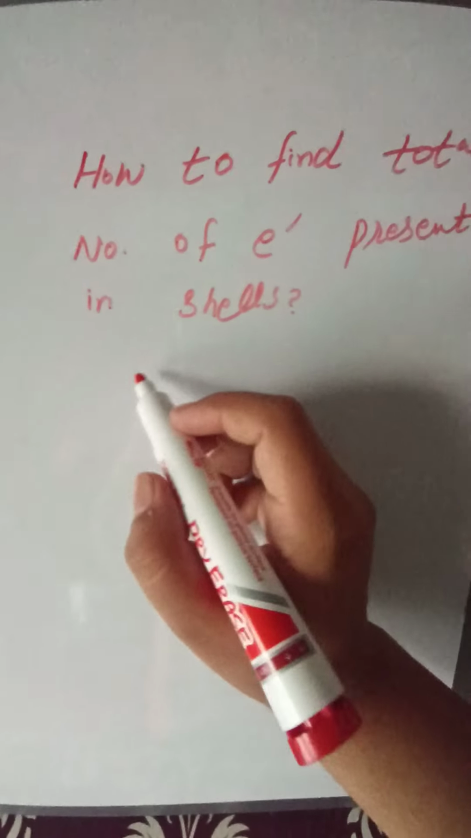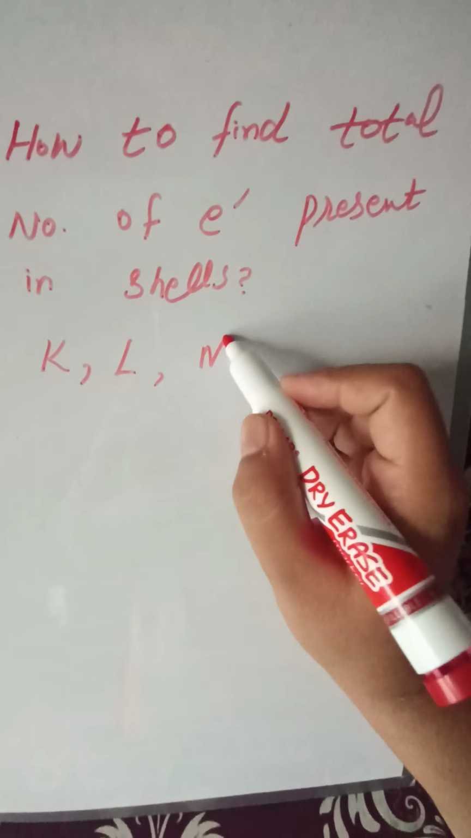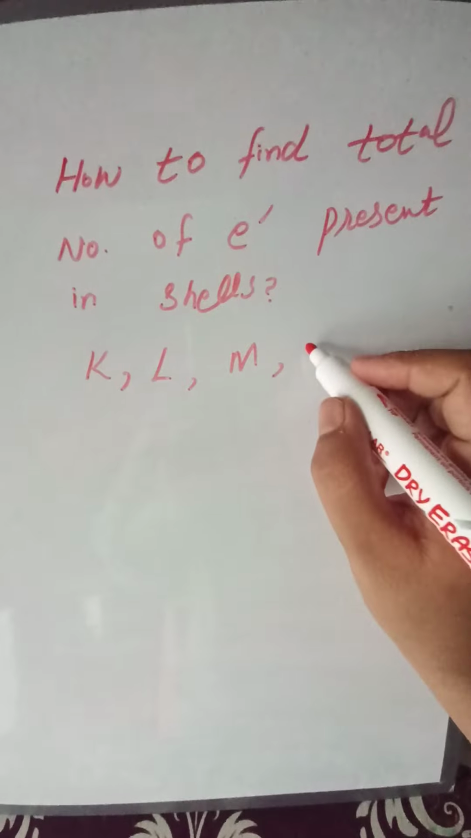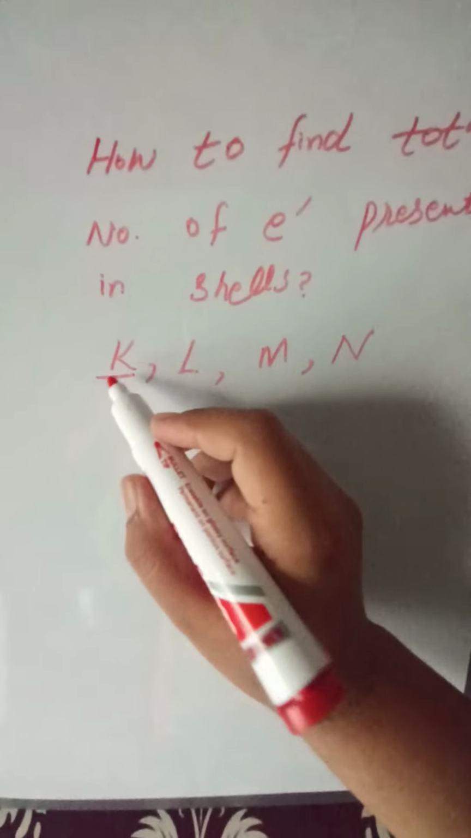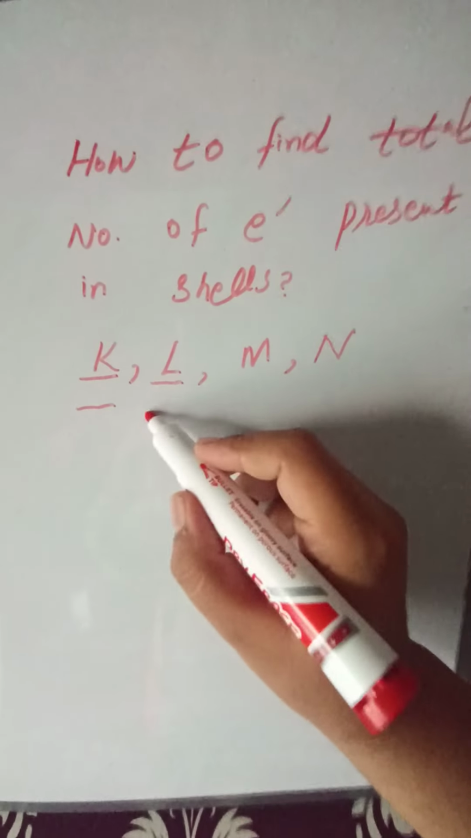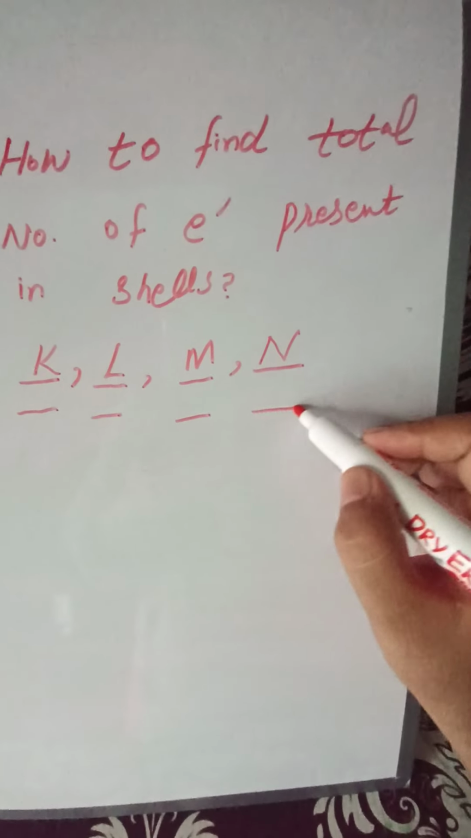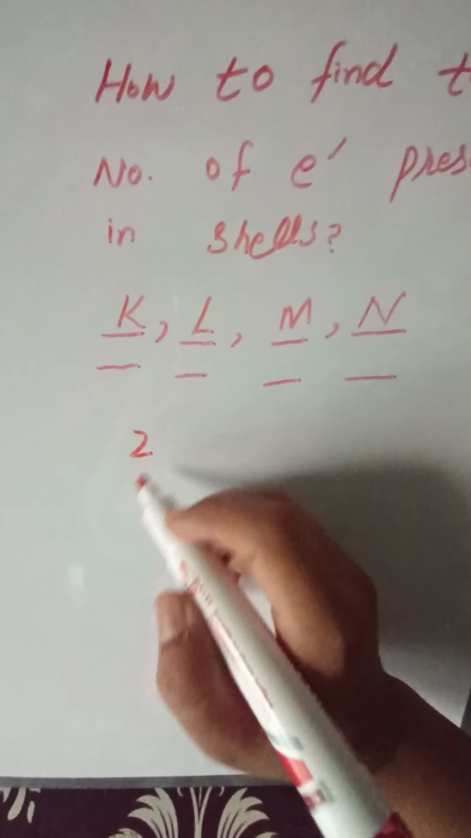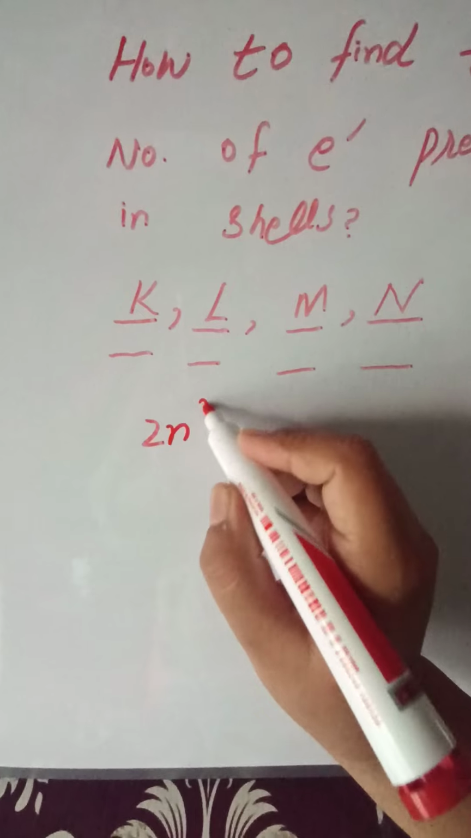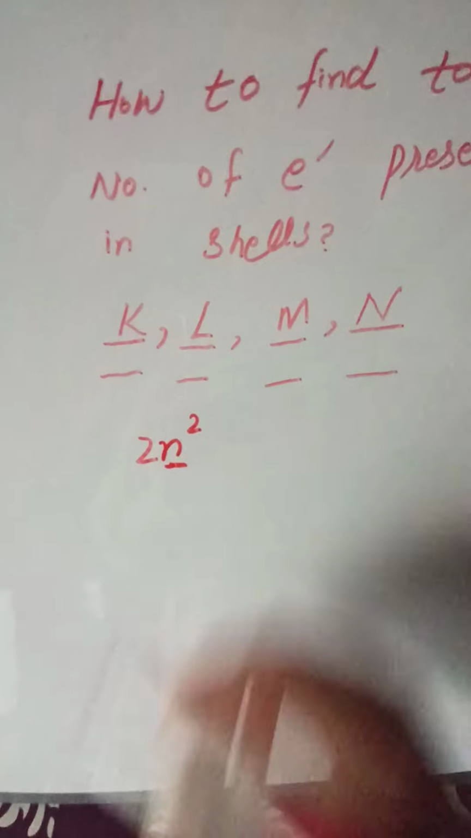So for this we know that there are a total of 4 shells named K, L, M and N. Now how many electrons are there in the K shell? How many electrons are there in the L shell? How many electrons are there in the M shell? And how many electrons can be filled in the N shell? This can be determined by using the formula 2n square. Here n is the shell number.